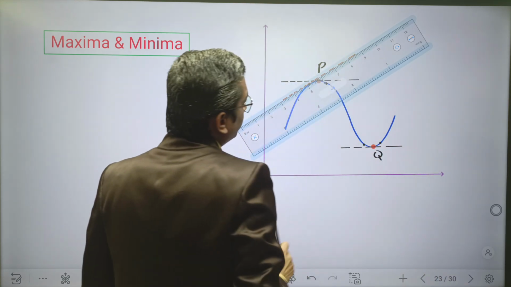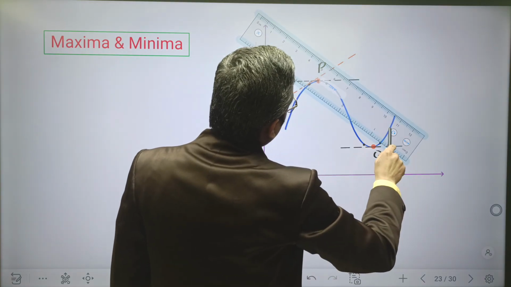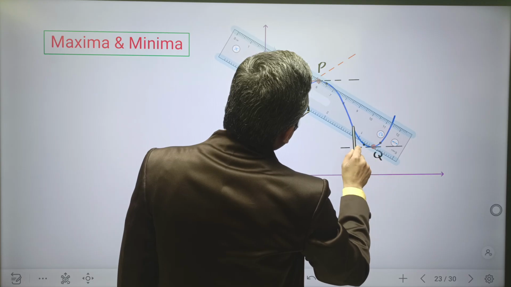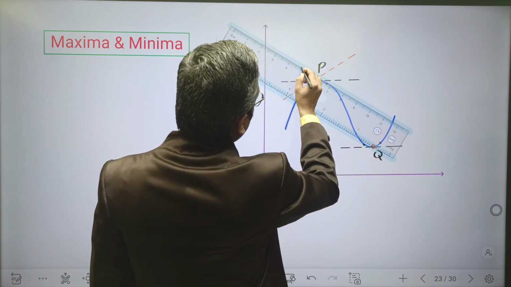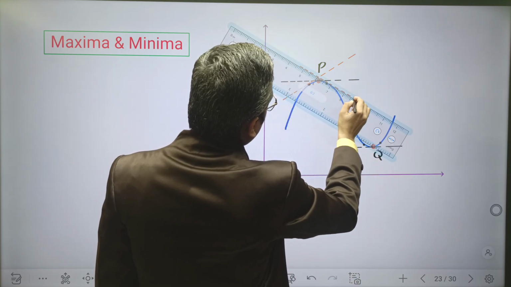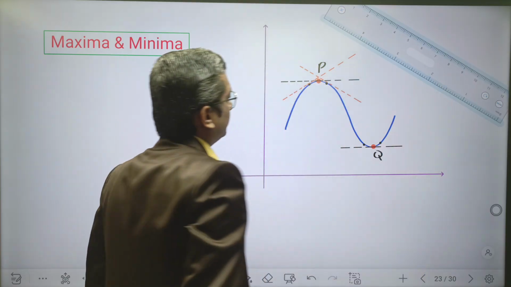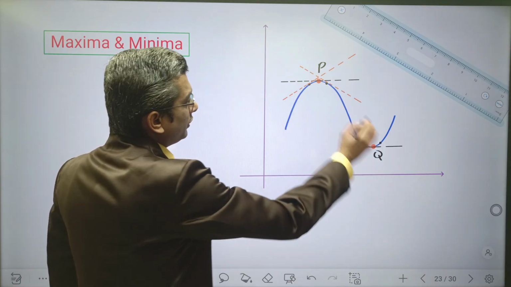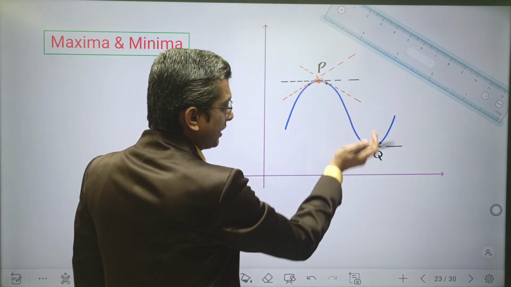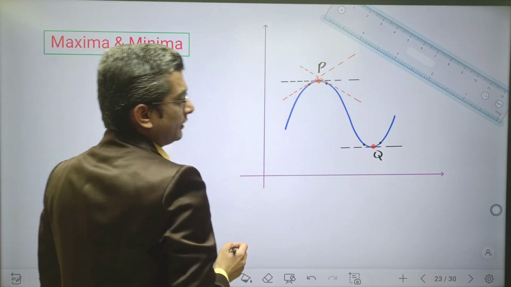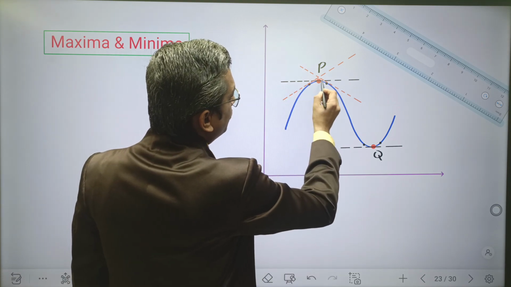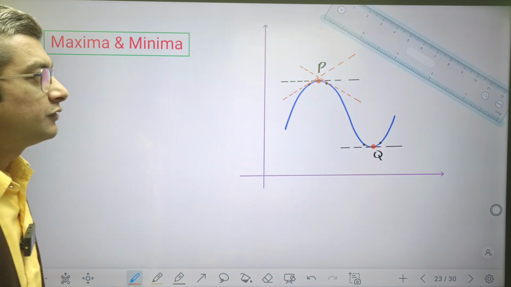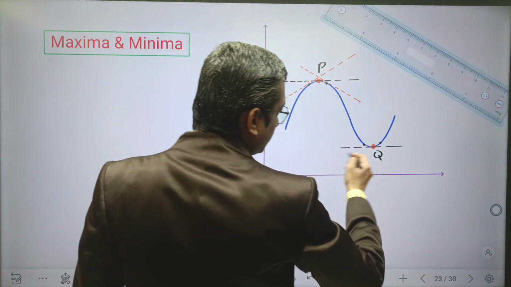Isn't it? And here we have the tangent, like this one. So how can we take the angle theta? We construct a line parallel to the x-axis and then we take angle theta. So here it is the tangent to point P. Actually it is parallel to the x-axis, isn't it? So at the point of maxima and minima, the tangent becomes parallel to the x-axis.